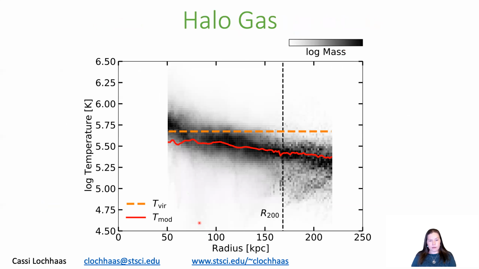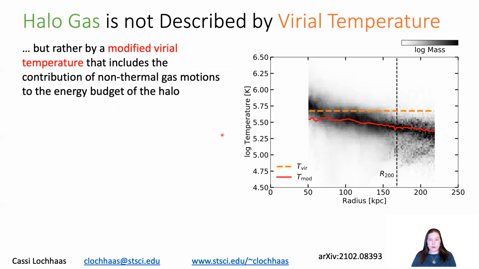So if we look at our plot of temperature versus radius again, we can see that the modified virial temperature does a much better job of describing the temperature of the bulk of the mass of the gas of the halo, much better than the standard virial temperature does. So it would appear as though the halo gas is not actually described by the virial temperature, but rather by a modified virial temperature that includes the contribution of non-thermal gas motions to the energy budget of the halo. And yes, we did actually check that the halo is virialized at this point.